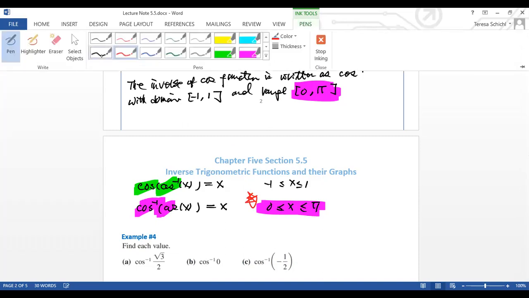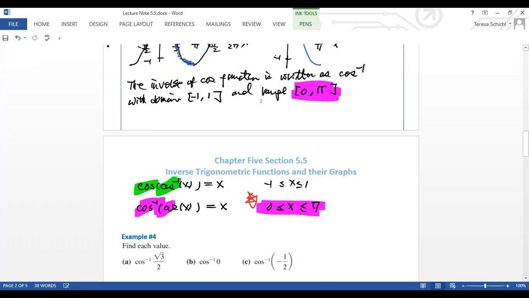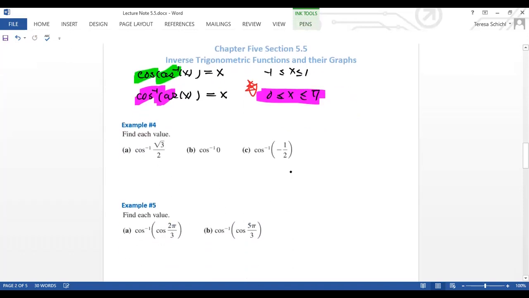Okay, so let's take a look at some of these examples. The first problem: what is the value of arc cosine of square root of 3 over 2? Remember, my cosine is only in this region. Square root 3 over 2 is pi over 6. Now arc cosine of 0: what angle makes the cosine 0? This one is pi over 2, see here.